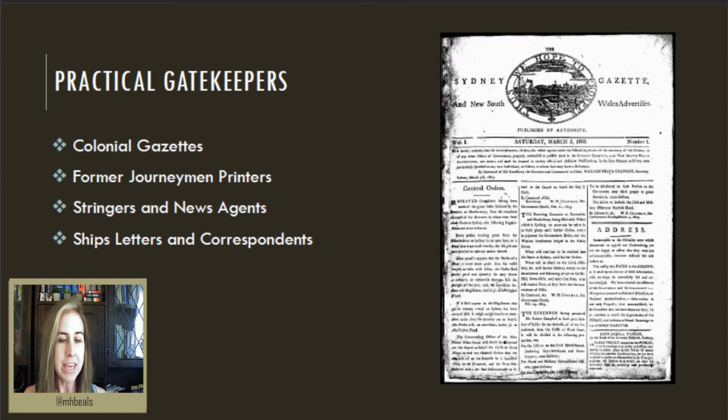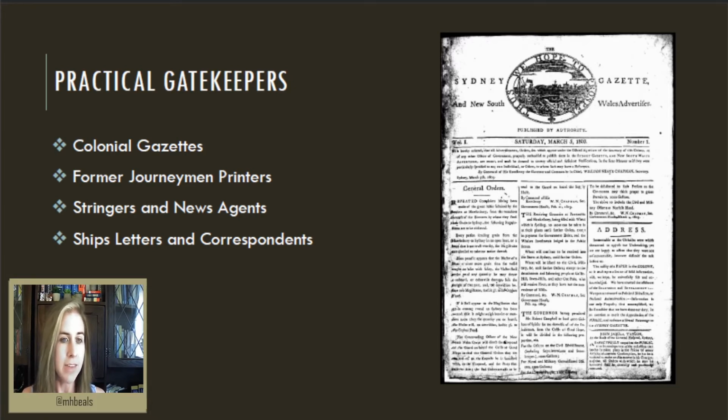Now, these gatekeepers were practical gatekeepers. They weren't necessarily the richest or the most well-connected in terms of political connections or even economic connections, but they did often have monopolies on the information going to and from certain locations.